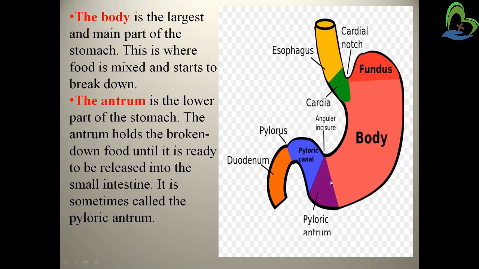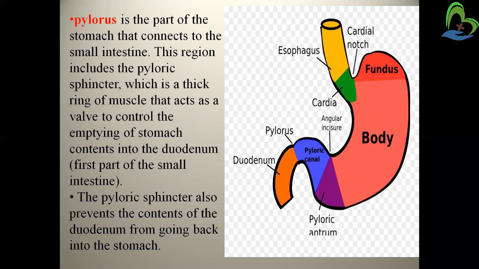So in the lower part of the stomach, the antrum holds the broken down food until it is ready to be released into the small intestine. As in the body, the food is broken down and then it is stored in the pyloric antrum, right? Until it is ready to be released into the small intestine. So it is sometimes also known as the pyloric antrum. This is the function of the antrum, holding the food until it is ready to release into the small intestine.